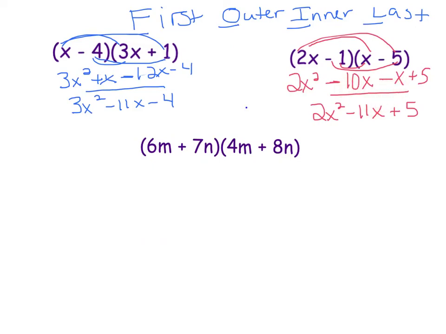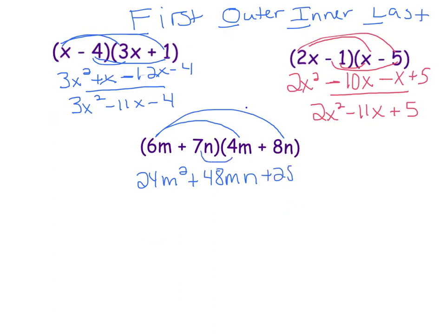And then the last one, we're going to do first, 6 times 4 is 24, m times m is m squared. Outer, 6 times 8 is 48. And we're going to go alphabetical, so mn. Inner, 7 times 4 is 28. And again, we're going to go alphabetical, m times n. And last, 7 times 8 is 56. N times n is n squared.